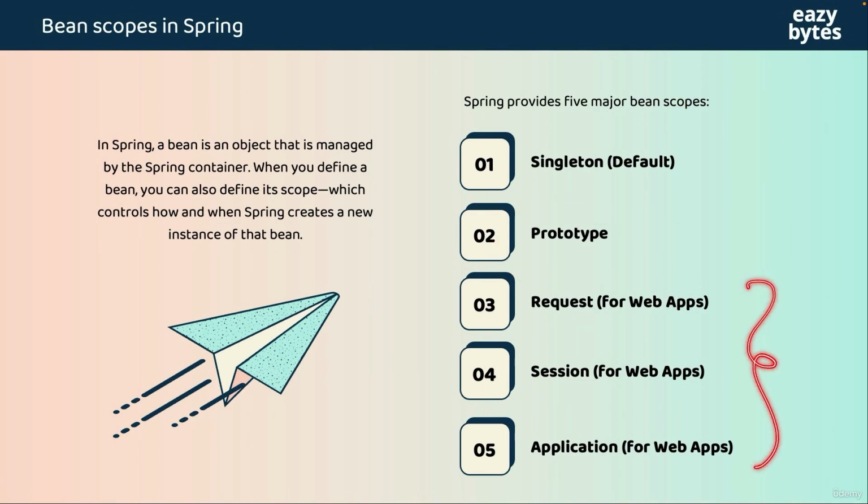These last 3 scopes are applicable only if you are building web applications with the help of Spring Framework. In the coming sections, we are going to build web applications with the help of Spring and Spring Boot. During that time, I'm going to explain these 3 scopes. For now, inside this section, let's focus on understanding what the singleton scope and the prototype scope are.